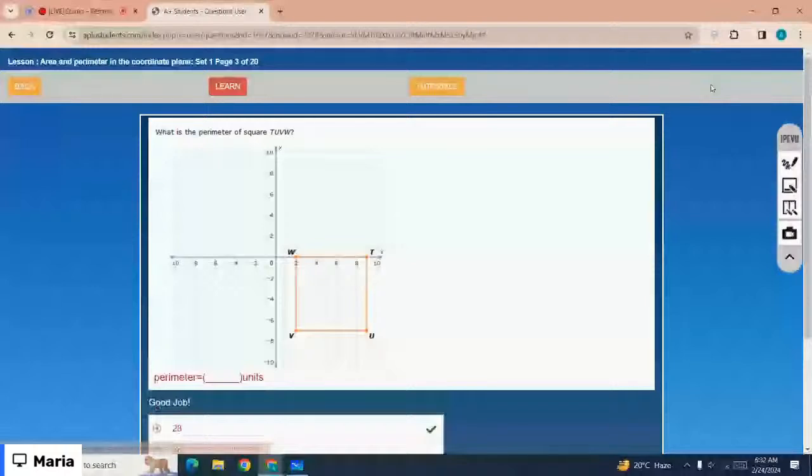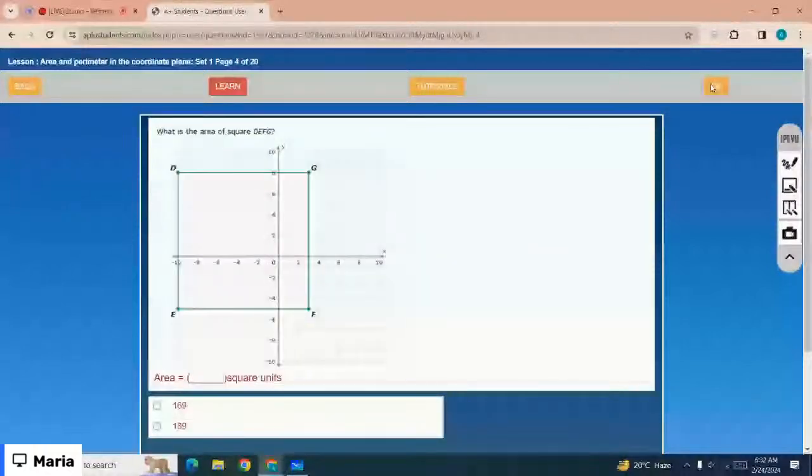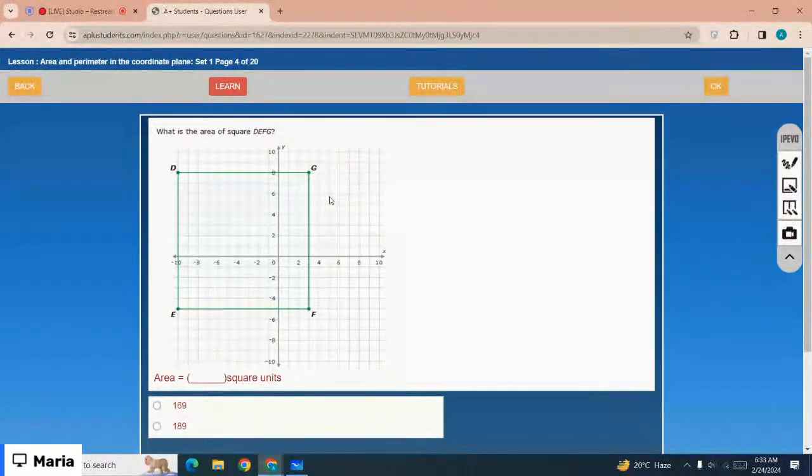Correct option. 1, 2, 3, and 10, 13. That is a square. A square has all four sides equal in measurement. So 13 times 13 is 169. Option number 1 is the correct option. That is 169.